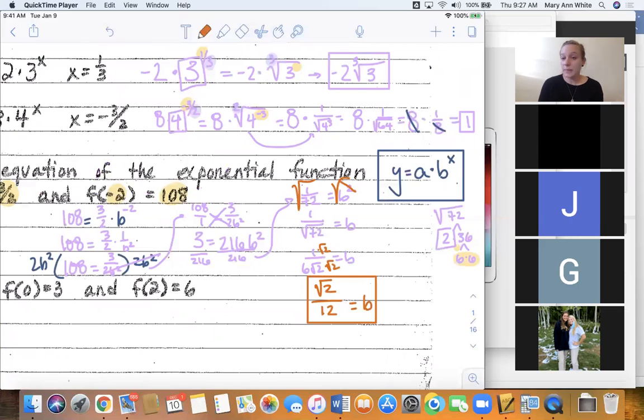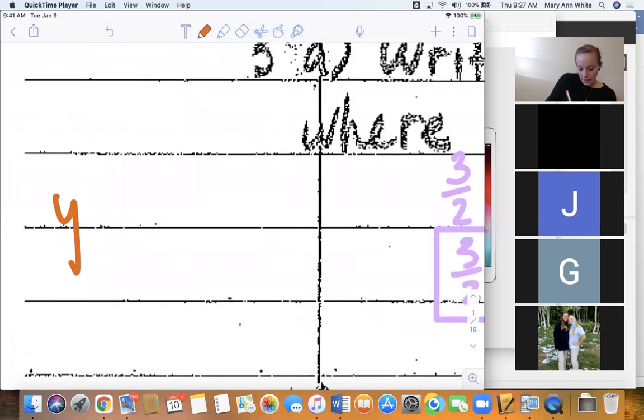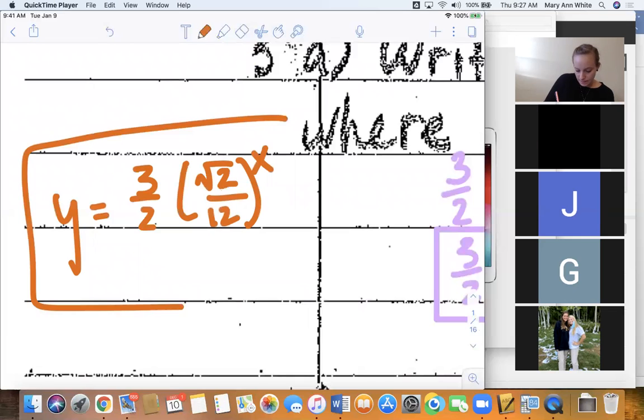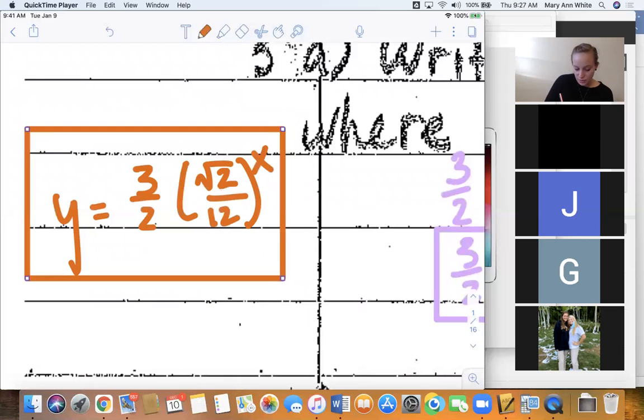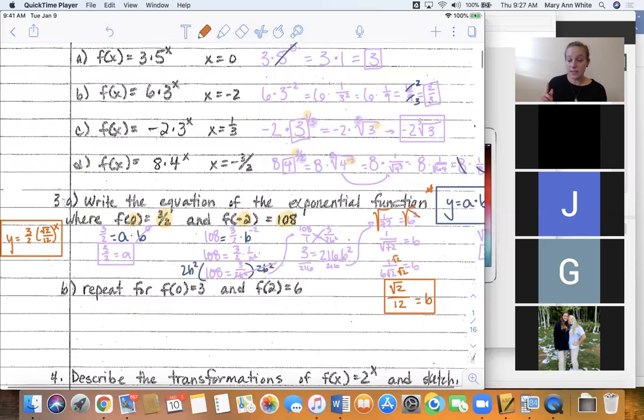For my final answer, I'm going to put a and b into this equation right here. I'm just going to put it on the other side of my work because it's kind of busy on this side. So I've got y equals 3 over 2 times root 2 over 12, raised to the x. That is really ugly. Often we'll do prettier ones, but I do think it's helpful to do an ugly one together so that you don't always do nice clean ones and then get a weird one on your own. So I'd rather do harder ones together.